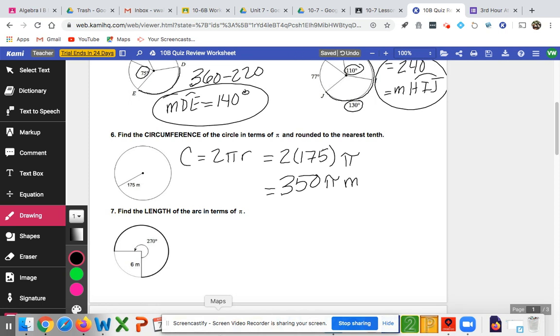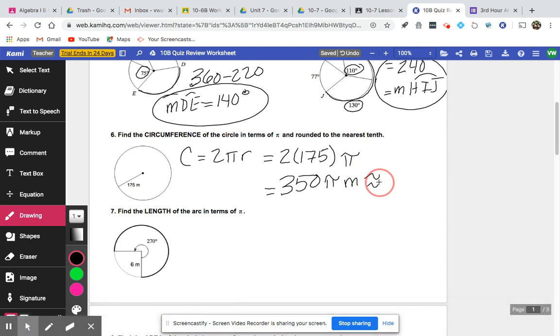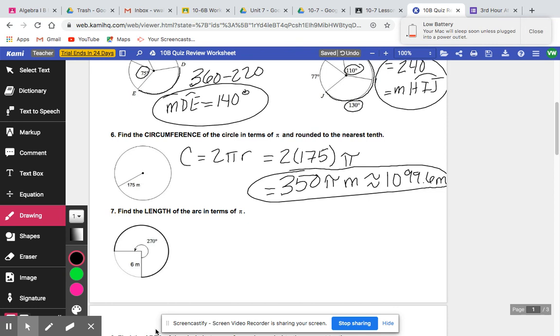So that's my answer in terms of pi. To round it to the nearest tenth, you use your calculator's value for pi. So use your pi key. And I'm going to use those squiggles to say it's roughly equal to. Rounded to the nearest tenth, I get somewhere around 1,099.6 meters. So those are my two answers, both in terms of pi and rounded to the nearest tenth.